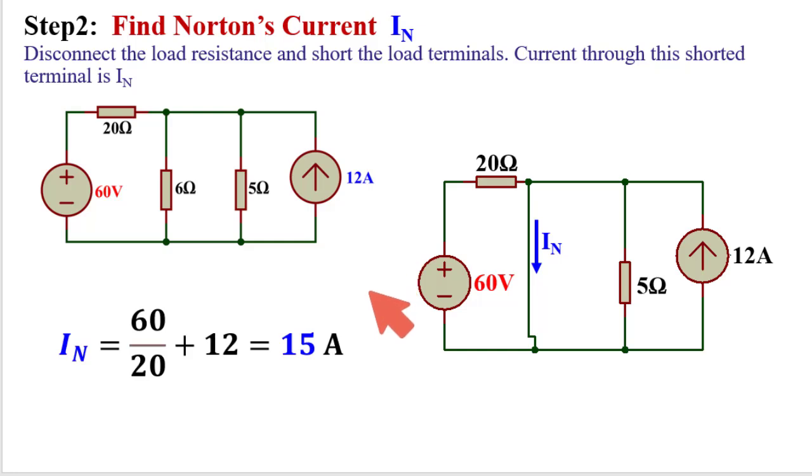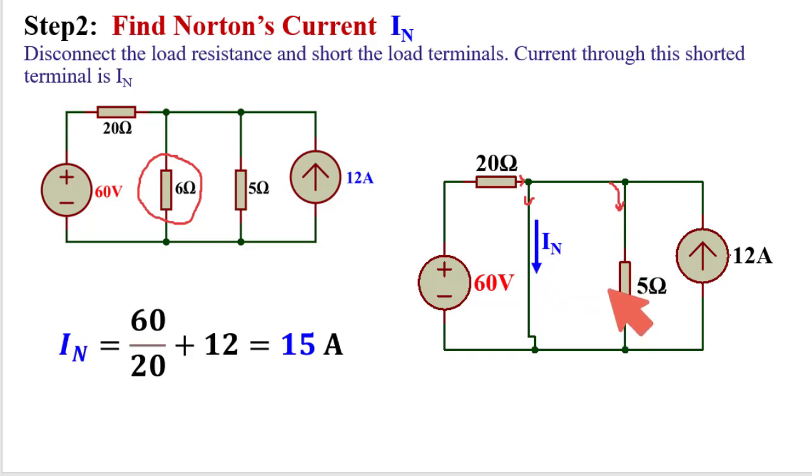To find the Norton current, what is the procedure? This load should be removed and we need to make a short circuit here. So this is the short circuit, and whatever the current will flow through this short circuit path, that is the Norton current. Now here, because of the presence of this source and this resistance, a current will be produced here. That current will have two paths. One is this path, another one is this path.